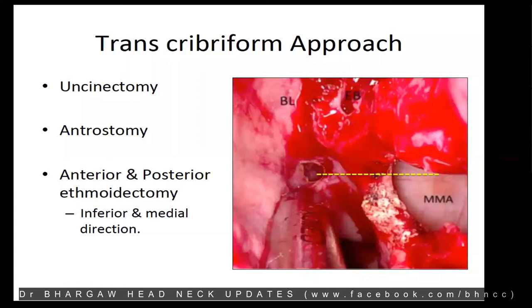But just keep that aside and think that when you're doing a transcribriform approach, first you'll do a middle turbinectomy, then you'll do an uncinectomy, antrostomy, and anterior posterior ethmoidectomy. So we all know we have to proceed in an inferomedial direction to go towards the sphenoid.